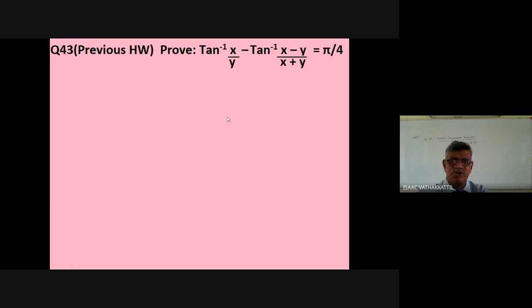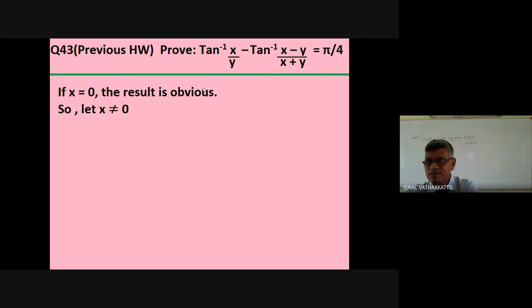It is actually yesterday's homework. I hope you have done it, but I'm just taking it once again. There are two ways to proceed for this. One, directly apply tan inverse x minus tan inverse y, apply formula for that. Another option is, I'm taking another option, which may be more comfortable.